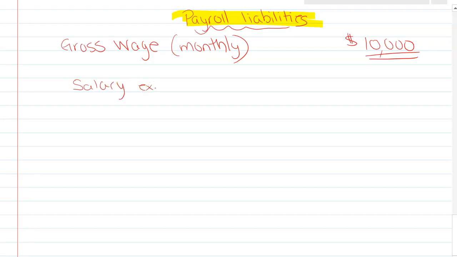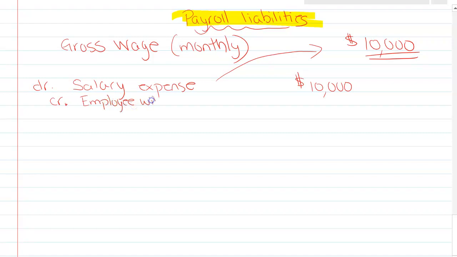So I'll do the salary expense for the gross wage. That's $10,000, and that's a debit. That will show up on your income statement. And now I'm going to credit my income tax withholdings. So I'll just keep it the same as the book: employee withholdings, income tax payable, and that amount came to $2496.65. So that was the federal and provincial tax that we withheld.